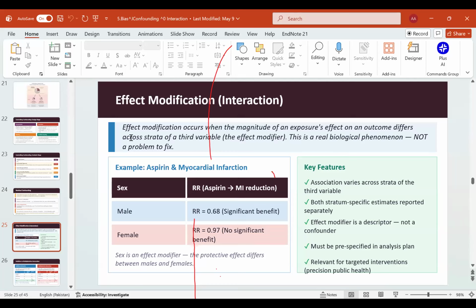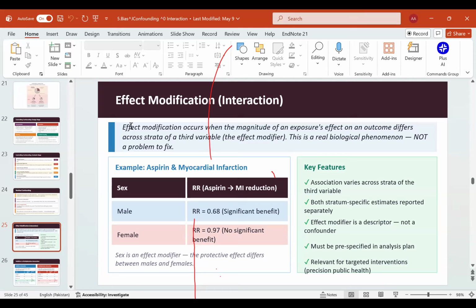So then we come to the concept of effect modification. Effect modification occurs when the magnitude of an exposure effect on an outcome differs across strata of a third variable, which is the effect modifier. This is a real biological phenomenon, not a problem to fix. We just have to be aware that this is happening.